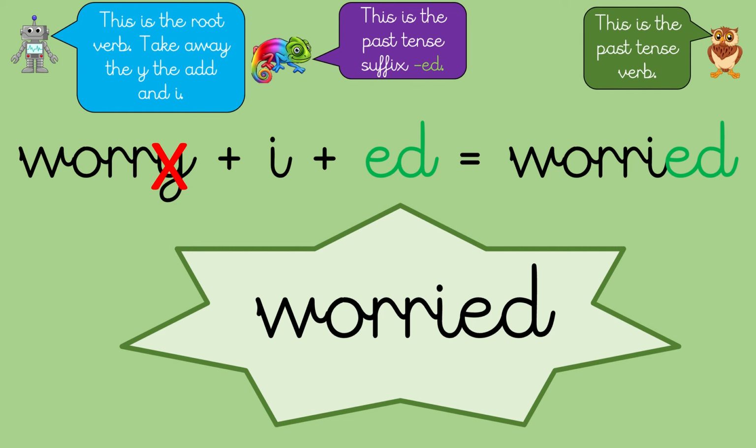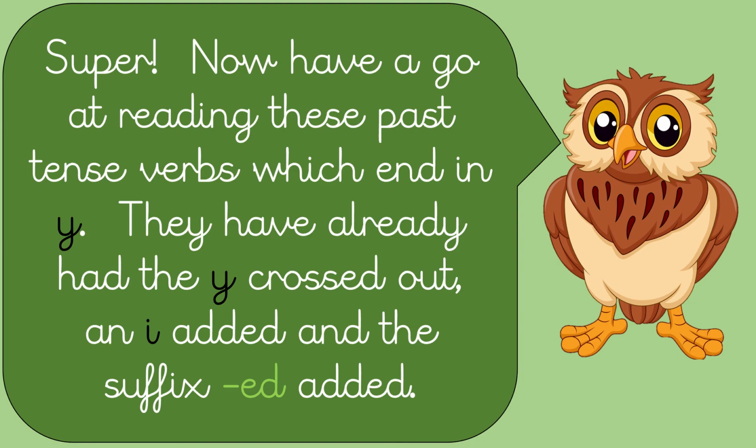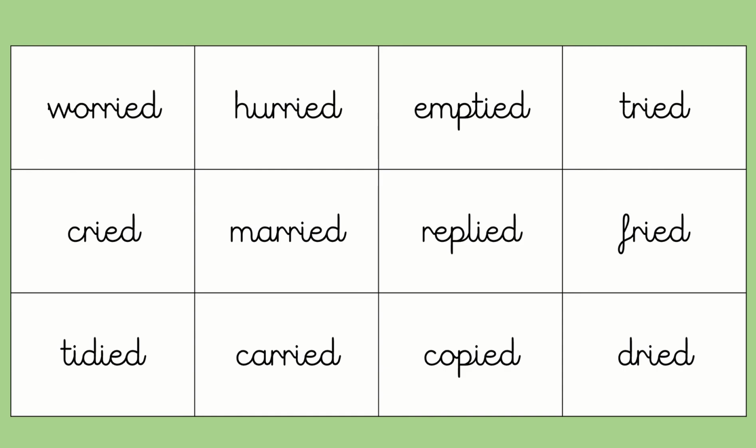Brilliant. Worried. Everybody read the word at the bottom. Brilliant. Past tense of worry is worried. Super. Now have a go at reading these past tense verbs which end in Y. They have already had the Y crossed out, an I added, and the suffix ed added. Okay, guys, off you go then.